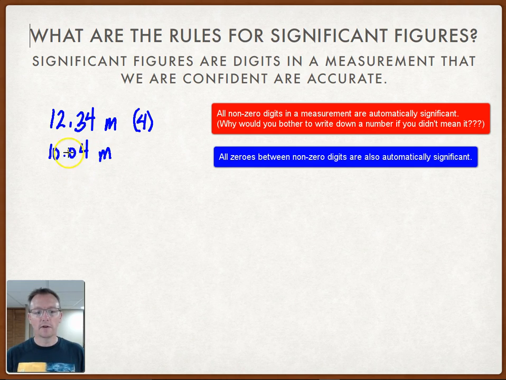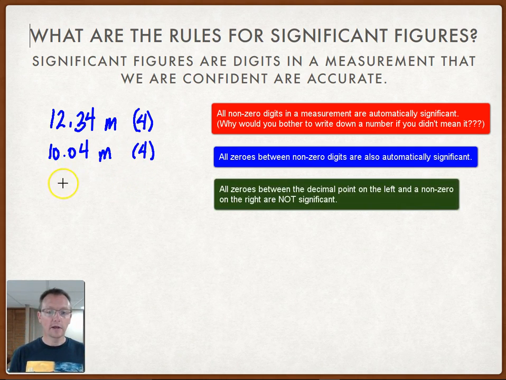If you weren't confident in this, you certainly couldn't write that down, right? If you didn't know for sure that was a 0, how could you figure out what the 4 was? That doesn't make any sense. So you must be confident in all 4 of those digits, and therefore you have 4 significant figures. Hopefully everybody's with me so far. That was rule 2. Rule 3 is a little bit trickier, so just keep this in mind here.